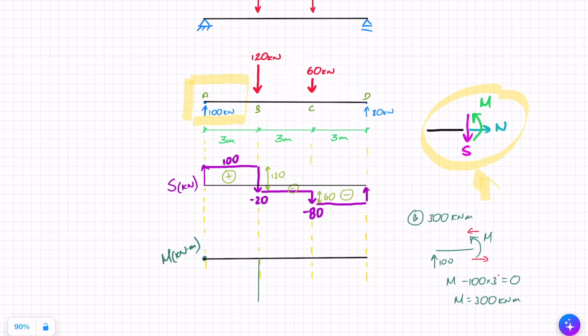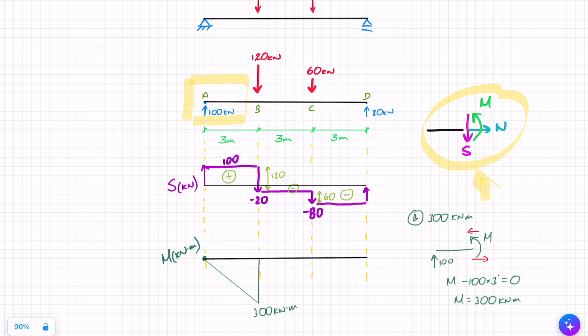Okay, so I've got 300 kilonewton meters here. I also know that this is a point load. I've got a constant shear, and therefore this moment has to be linear. So it's just a straight line in between them, like that.